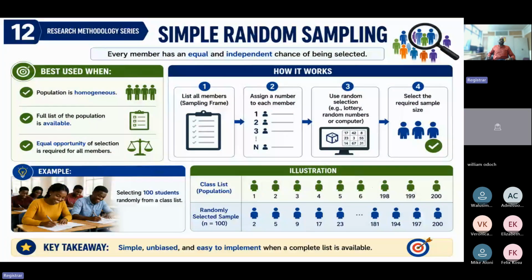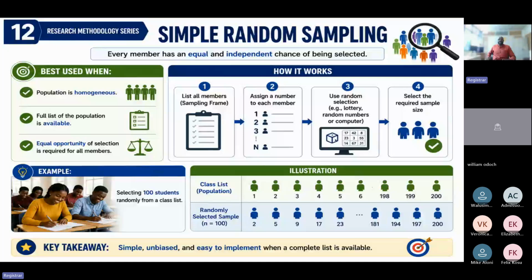The next one is, what is simple random sampling? Here I'm coming closer and closer to random sampling. Every member has an equal and independent chance of being selected. First, if you want to use simple random sampling, the population should be homogeneous, and the population frame should be available. That is, a full list of the population is available. Then only can everyone get an opportunity.